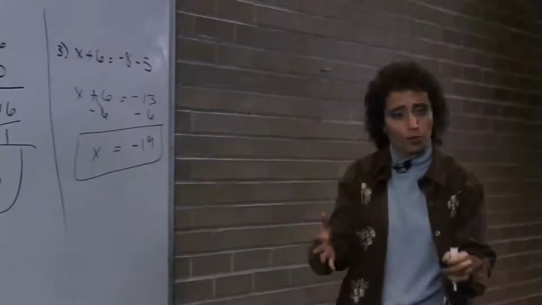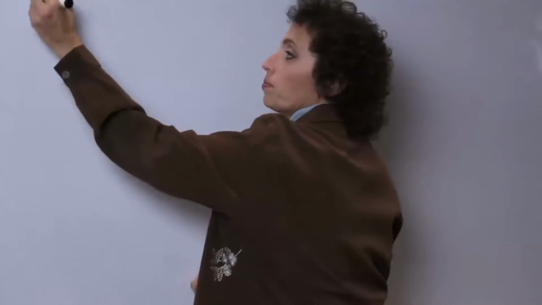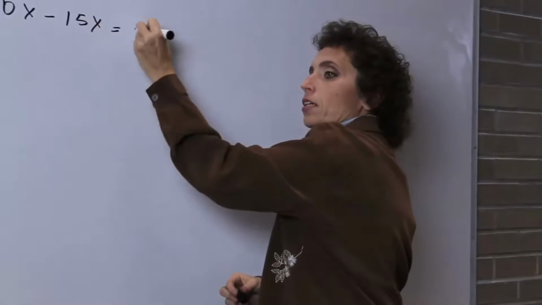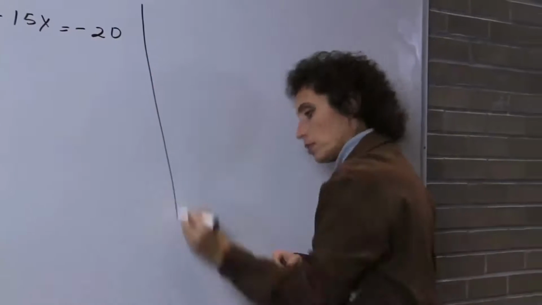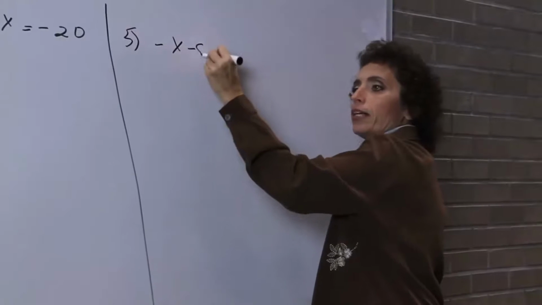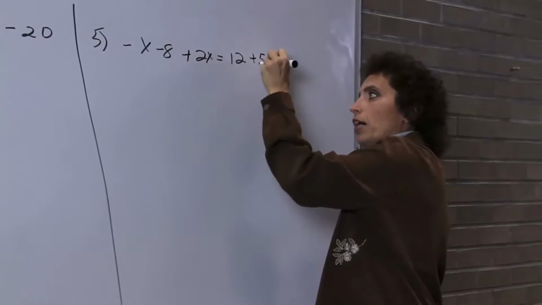Okay, so that's the first three. I'm going to do 4 and 5, and then we're going to check 5, and then we'll do 6 and check 6. Okay, let's do number 4. 10x minus 15x equals negative 20. Number 5. Negative x minus 8 plus 2x equals 12 plus 5.